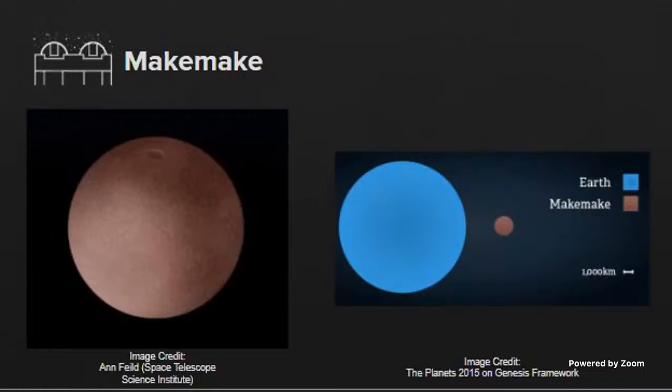Makemake has one provisional moon called MK2. Provisional means that it has not been properly named yet because it was just recently discovered. Makemake itself was discovered in 2005 by the Palomar Observatory, and in 2008 it was recognized as a dwarf planet.